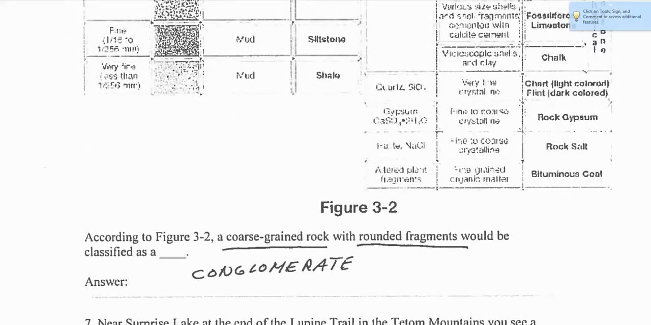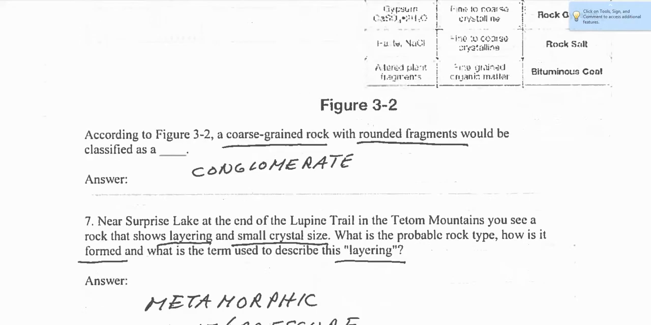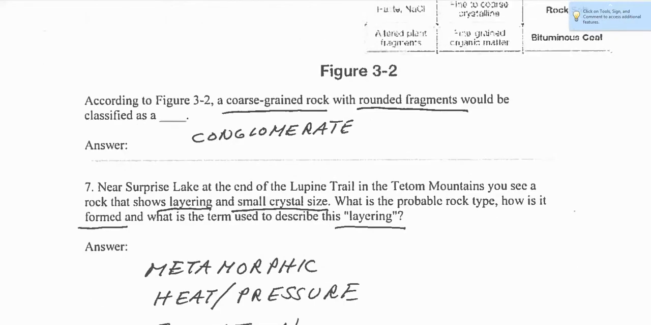table interpretation here. Near Surprise Lake at the end of the Lupine Trail in the Teton Mountains, you see a rock that shows layering. Layering, banding might have been a better term here. We talked about layering and banding, and right away we saw the layering when you did your rock identification. That was a metamorphic rock. The other giveaway here is the small crystal size. Remember, metamorphic rocks form under heat and pressure.